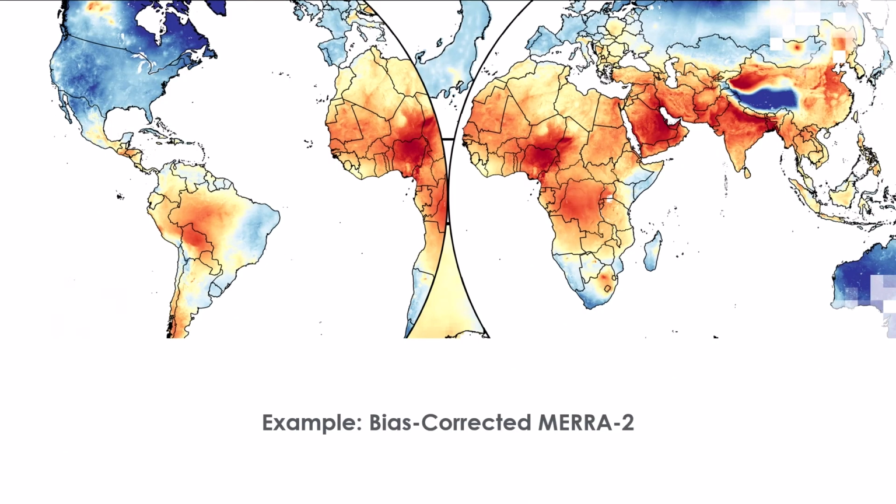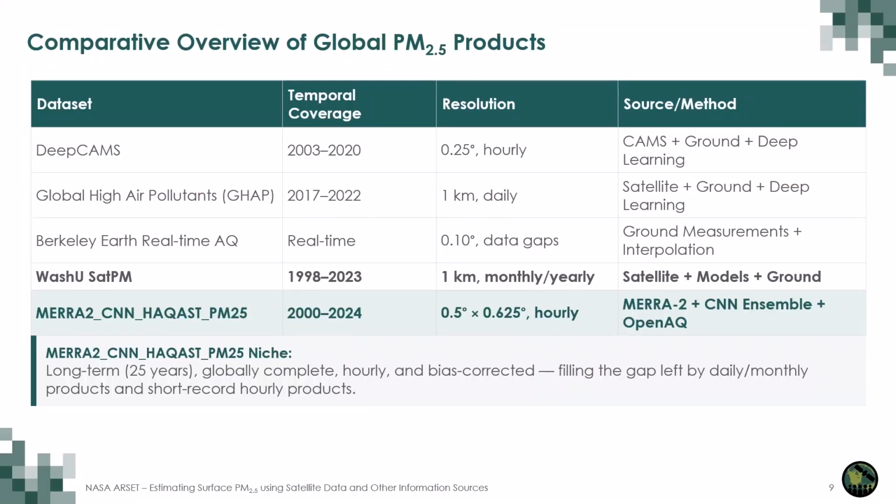Okay, now let's move on to the examples of machine learning derived PM2.5 datasets, called bias corrected MERRA-2 PM2.5 at hourly scale, produced as NASA's HAQAST project. Before we get to bias corrected MERRA-2 PM2.5, take a look at a quick comparison of several major global PM2.5 products. These datasets differ in temporal coverage, spatial resolution, and the method used to generate PM2.5.